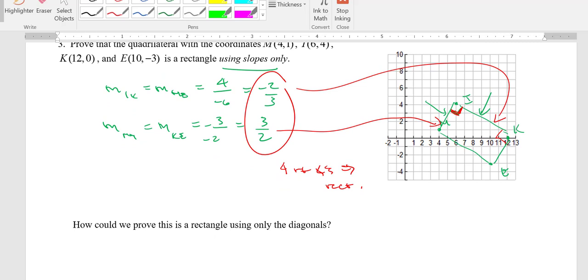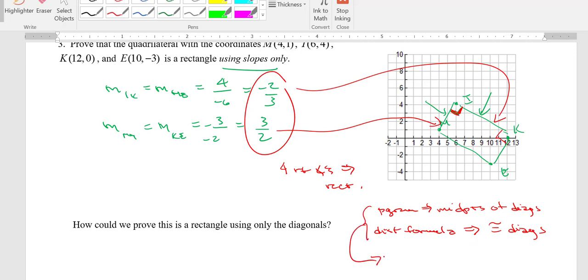How can we prove this rectangle using diagonals only? I can prove it's a parallelogram first, just like in problem number 2, using midpoints of the diagonals. If they coincide, then I know that the diagonals bisect each other, and then I can check using the distance formula. I can check to see if they have congruent diagonals. And if I have a parallelogram with congruent diagonals, that means I have a rectangle. And again, I'm using one of the pathways from section 7.6.